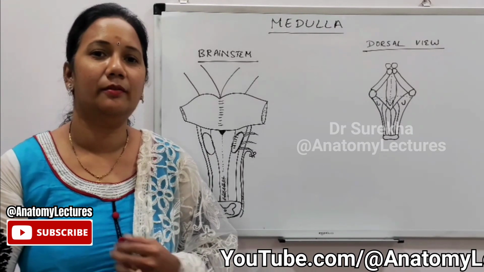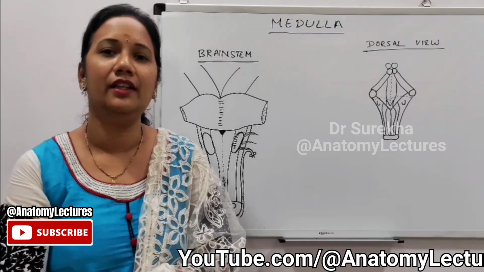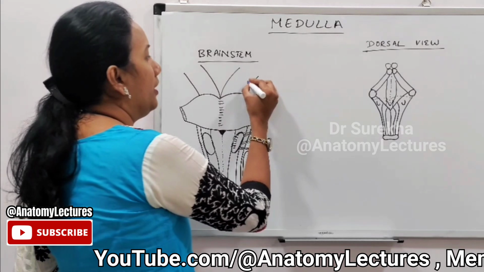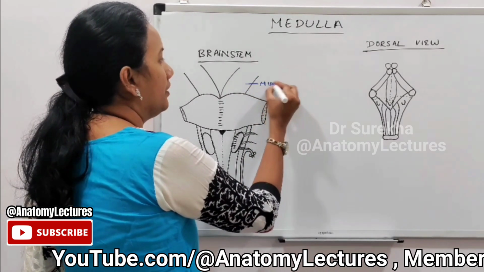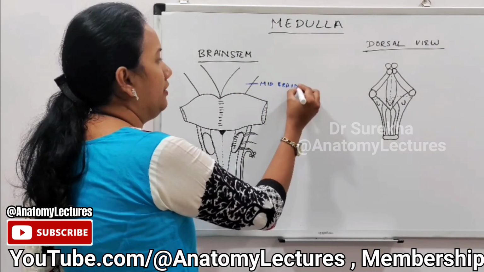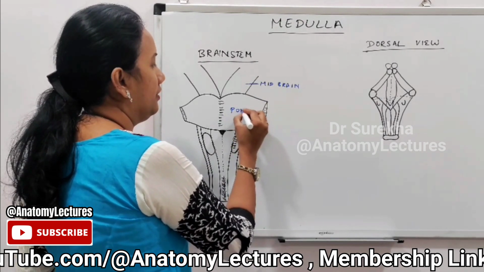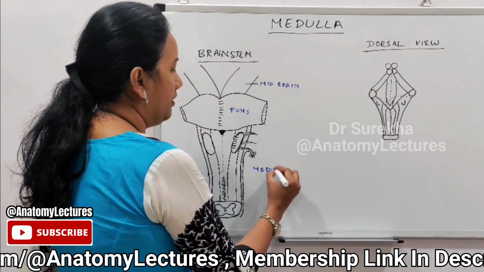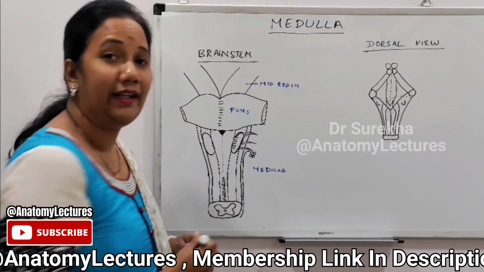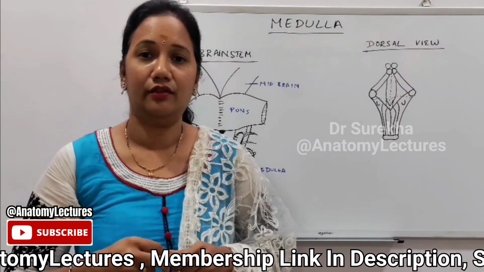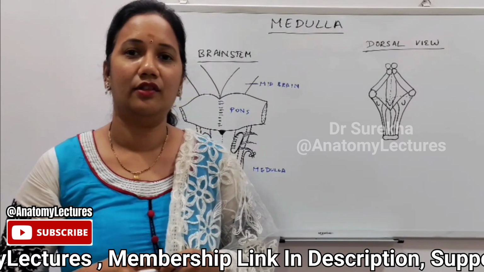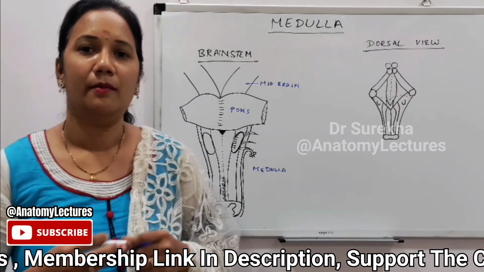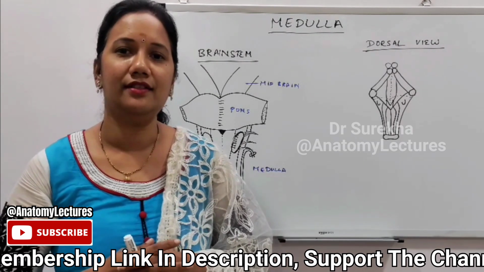Even before going into the medulla, we have a small intro about the brainstem. So the brainstem, as you know, is made up of the midbrain, pons, and then the lowermost one is the medulla. All the vital centers which control your respiration, your cardiovascular activities, and your blood pressure are located in this brainstem.